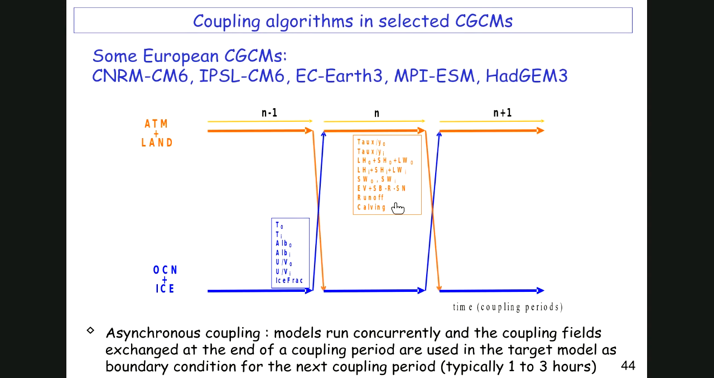But anyway, that's how it's implemented in those models for, let's say, historical reasons, and because we start with existing models that do this, that are forced by variables and that calculate fluxes in the atmosphere.